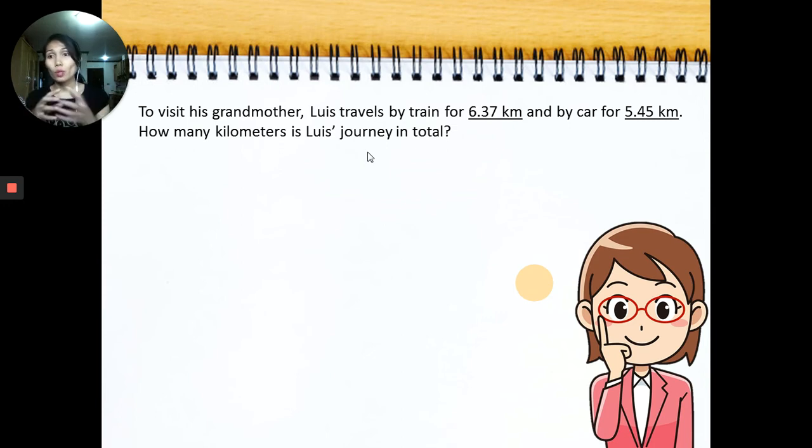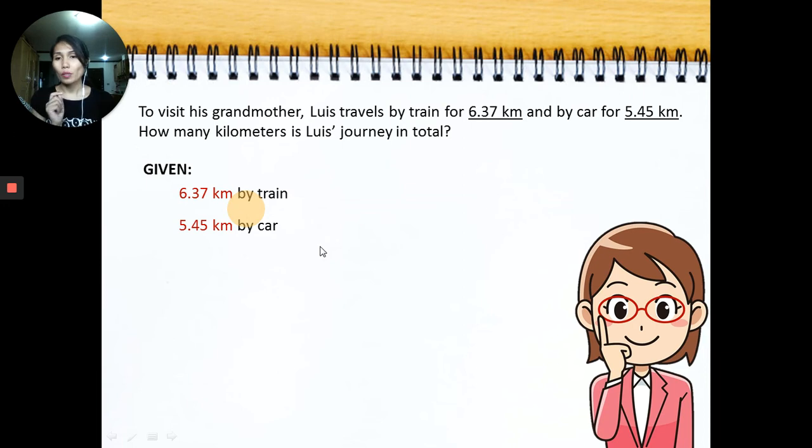When we say total, that means we're looking for the whole. So that means we're looking for a greater number. So as I've said, when we're looking for a greater number, then we will plus. Obviously we will plus. So first, before finding the answer, you should consider the given numbers. The given are 6.37 kilometers and 5.45 kilometers. So these are the given numbers.